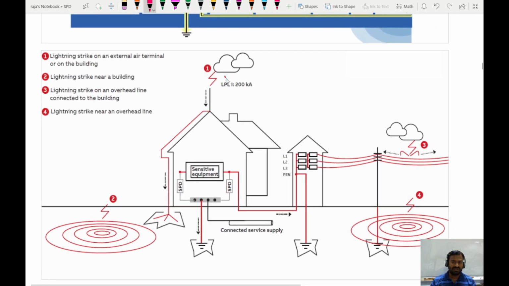So there is a direct strike on the transmission line, and there is a strike near the utility or near the structure, and there is a strike which is near to this, and it is also passing through the earth conductor. So these are the different types of lightning impacts, or the causes of surges, which could impact the load as well as the transmission line or the power system. So we need to address these, and we need to have a protective device.